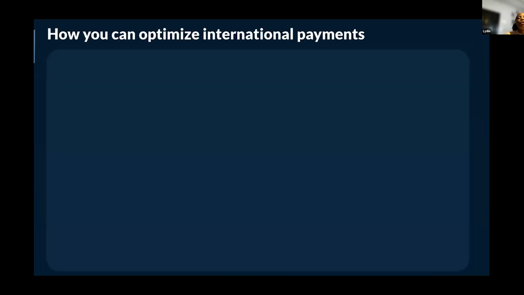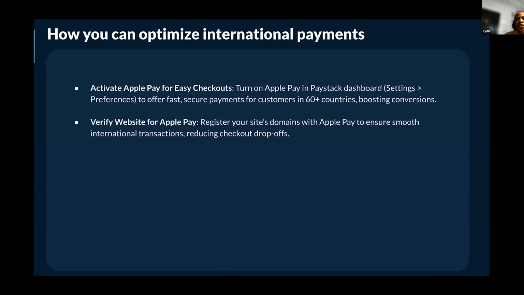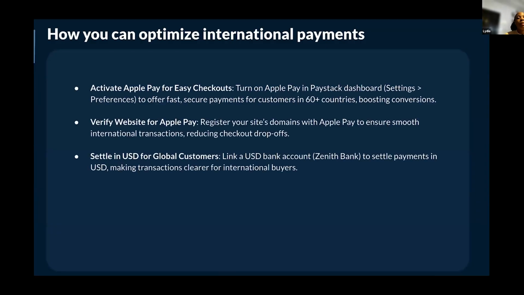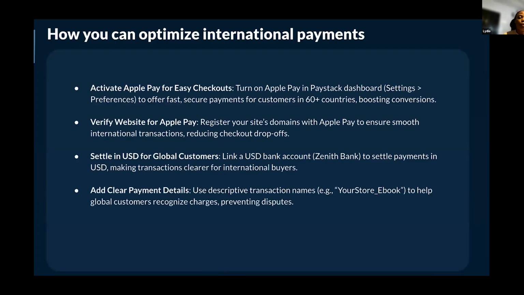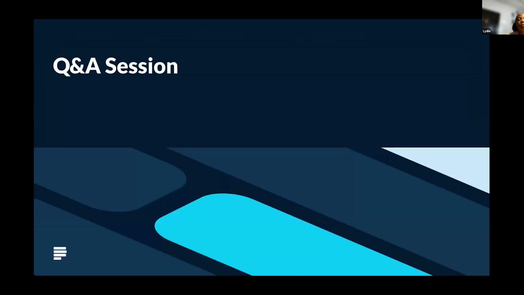customers. So you can optimize this by, again, activating Apple Pay, verifying your website for Apple Pay, settling in USD by linking a USD bank account to your Paystack dashboard, and finally adding clear payment details in the transaction receipts you send to your customers, and also working quickly when it comes to disputes. It's really important that you respond with proof within 16 hours to stop any chargeback losses.